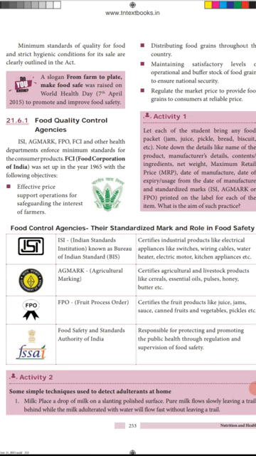Okay children, next, some tips are given in our books. Some simple techniques used to detect adulterants at home.